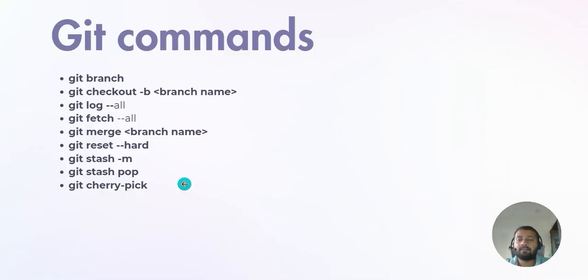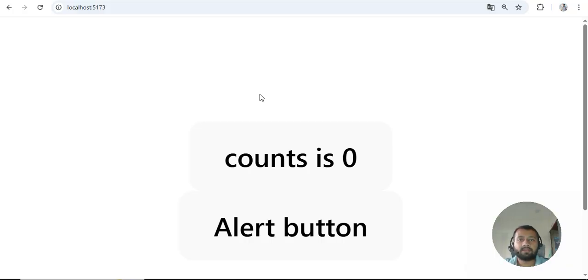The next and the final command that we have from the list is git cherry-pick. Though it is placed at the last position, it is not at all less valued. To explain this git cherry-pick, what I'll do is I'll make two to three different commits.